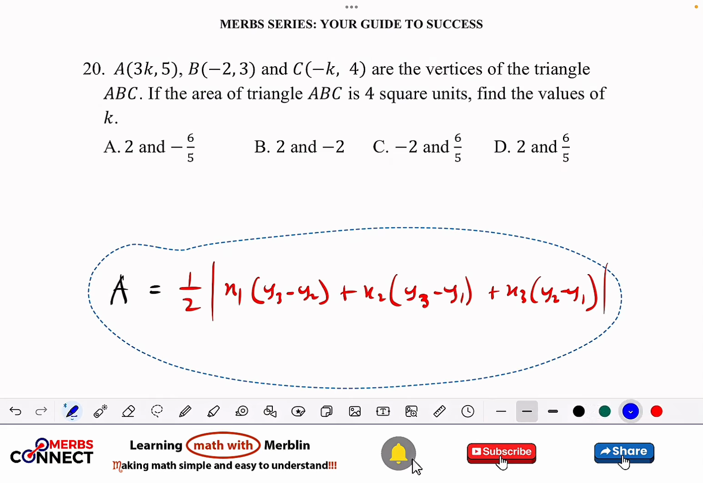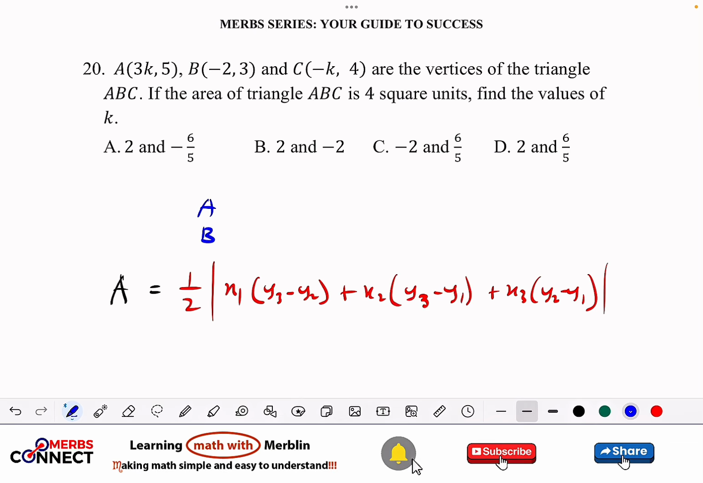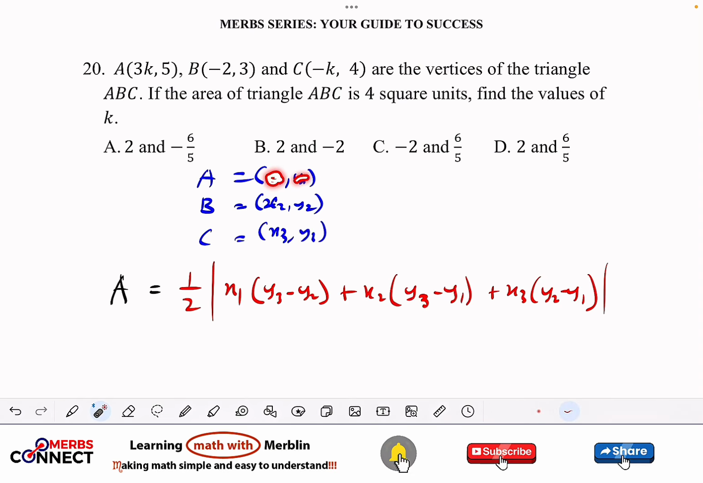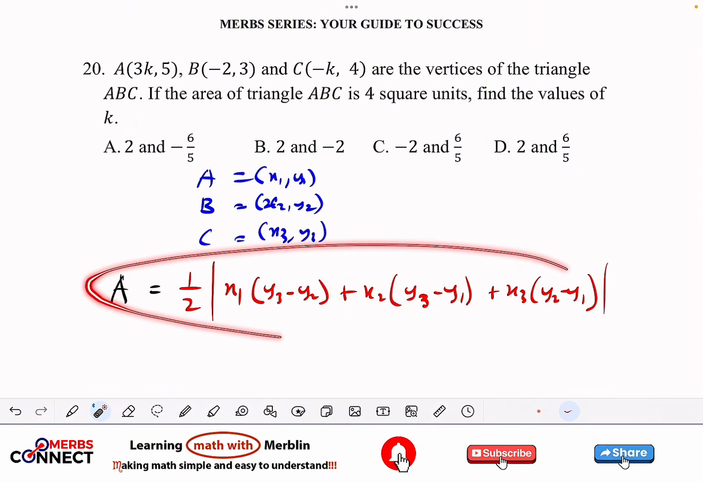So that is basically what I'm doing here. I'm picking A, B, and C. So this is x1, y1, x2, y2, x3, y3. So when I pick x1 from here, I'm not going to use y1. So when I pick x1, I'm going to have y3 minus y2. When I pick x2, I'm going to have y3 minus y1. And then when I pick x3, I'm going to have y2 minus y1.